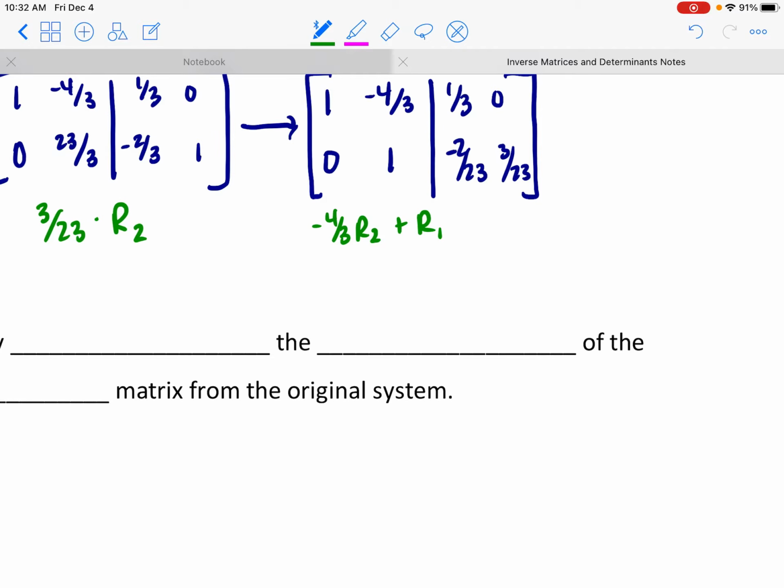So if I multiply row 2 by a negative 4 thirds, I know this is nasty fraction work here. 0 times negative 4 thirds is going to be 0. 1 times negative 4 thirds is negative 4 thirds. And then I have negative 4 thirds times negative 2 over 23, which is going to be positive 8 over 3 times 23 would be 69. And then negative 4 thirds times 3 over 23 is going to be a negative 4 over 23. Okay, ugly, but negative 4 thirds times row 2 looks like that.